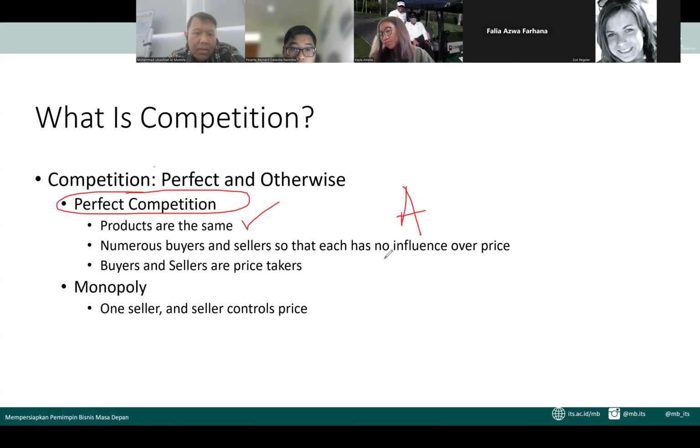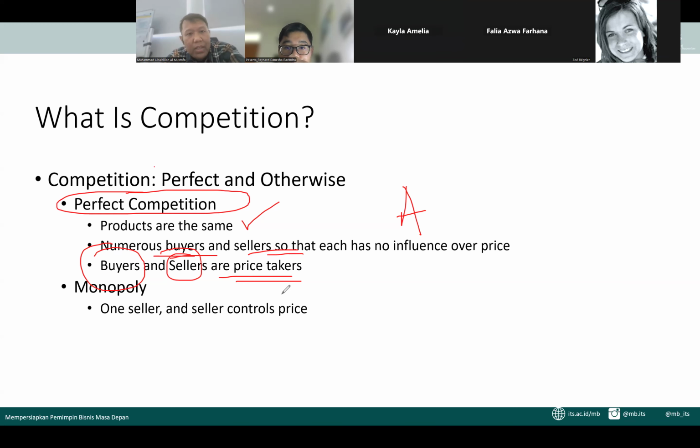Let's say Apple. We have many buyers and many sellers, so that each has no influence over the price of the market. The buyers and the sellers are price takers. Every single one of them cannot influence the price of the market. This is where we have a perfect competition.